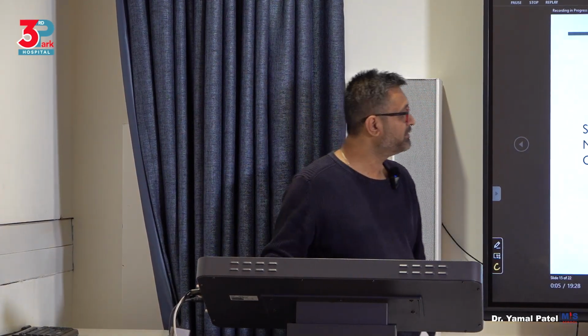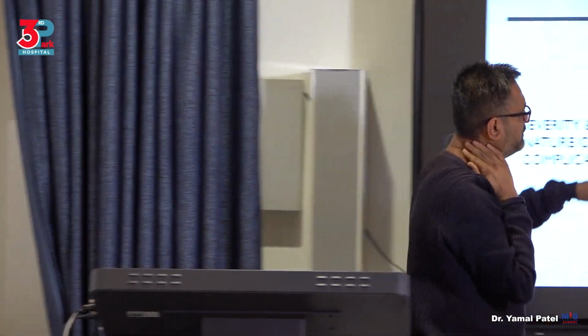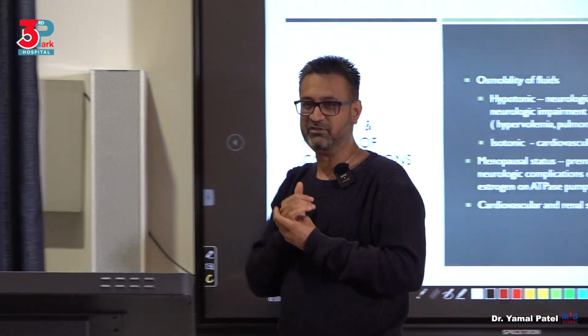What are the nature of complications that we can get? For hypotonic solutions, you will get neurologic issues as well as cardiovascular issues. All right, neurologic issues because of the hyponatremia: cerebral edema, neurologic impairment, seizures, including death. Cardiovascular because of hypovolemia, pulmonary edema, heart failure, etc. Whereas in isotonic solutions, you're only going to have cardiovascular effects, not the neurologic or electrolyte imbalance issues. Got it?